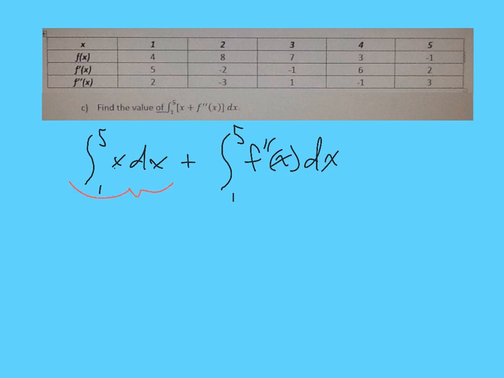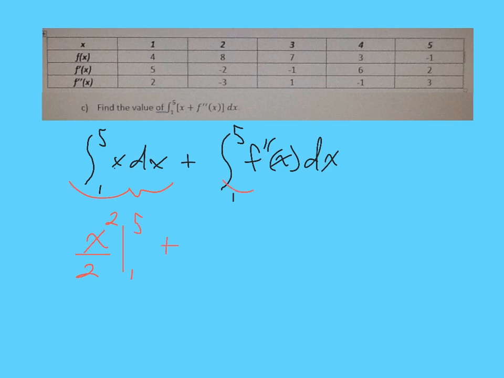This becomes the integral from 1 to 5 of x dx plus the integral from 1 to 5 of f double prime x dx. So I'm going to split up the two parts. Now we can use our power rule for antiderivatives. So this side here becomes x squared over 2. We add 1 to the exponent and divide by the new exponent. And we're going to evaluate that from 1 to 5.